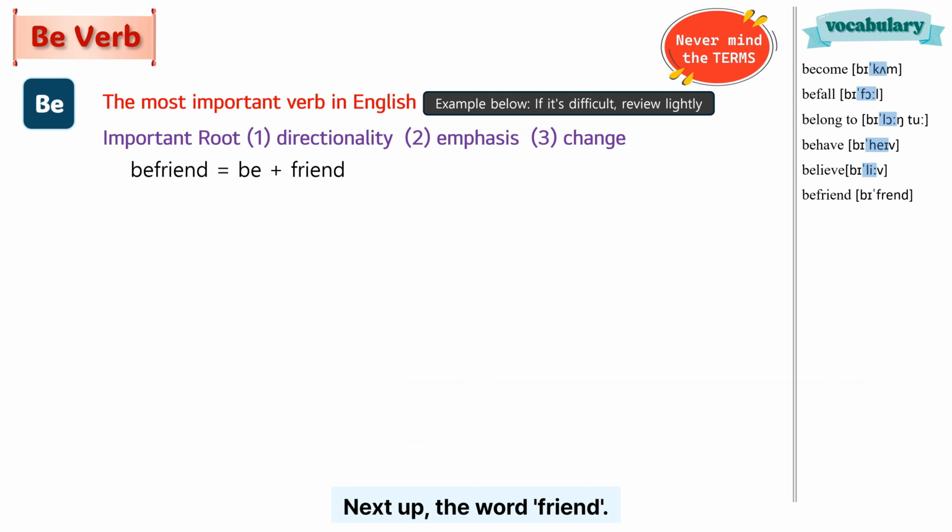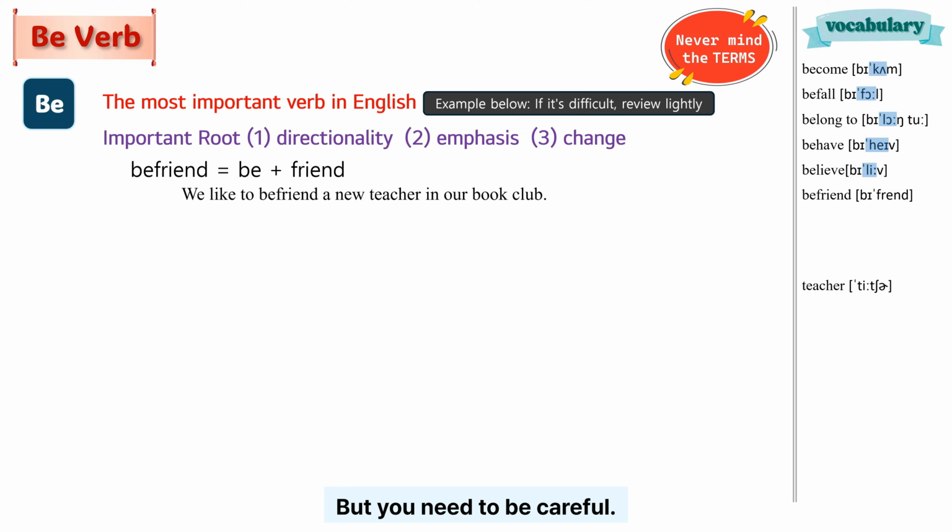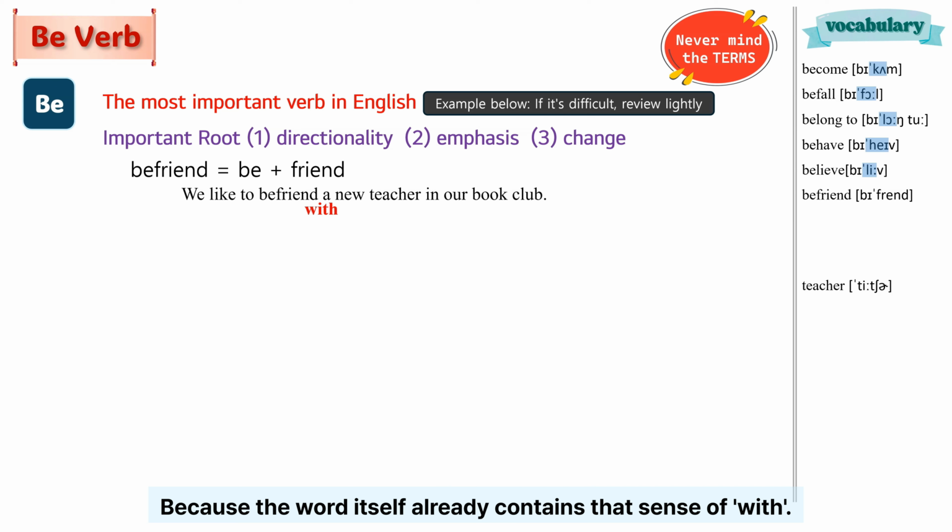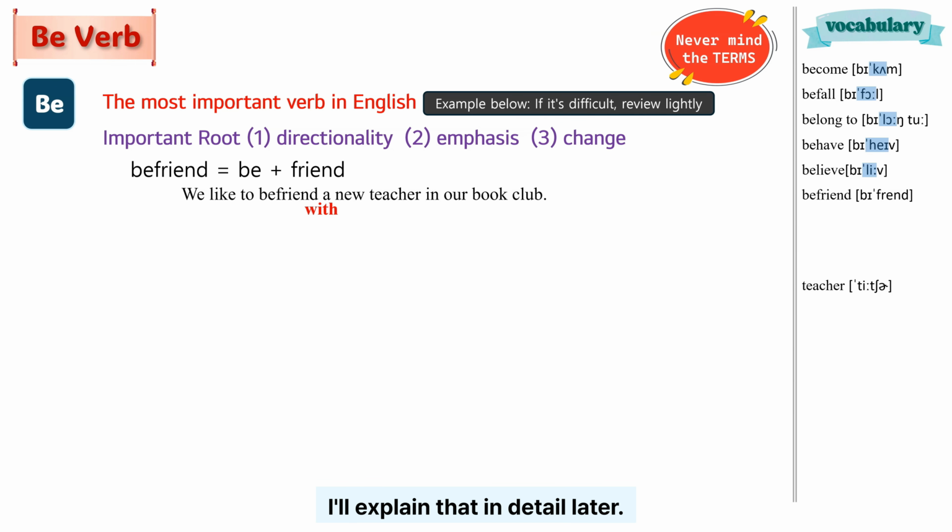Next up, the word friend. Easy, right? And befriend isn't too hard either. It means to become friends. But you need to be careful. It doesn't go together with the preposition with. Why? Because the word itself already contains that sense of with. In other words, it means exactly become friends with someone. That kind of verb is called a transitive verb, but don't worry, I'll explain that in detail later.